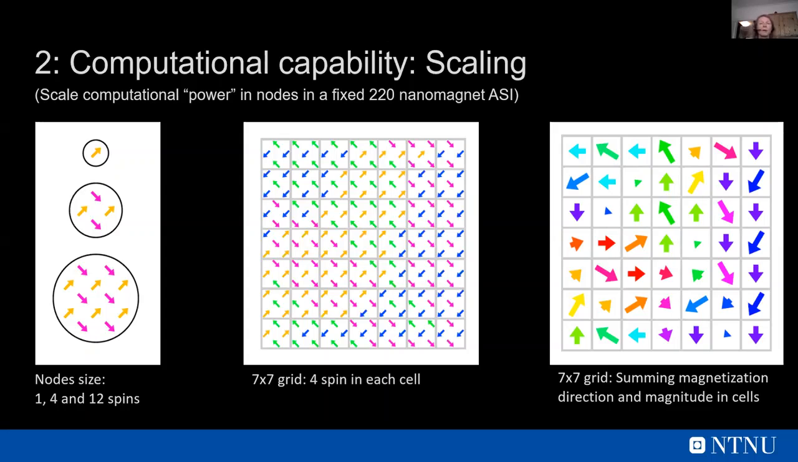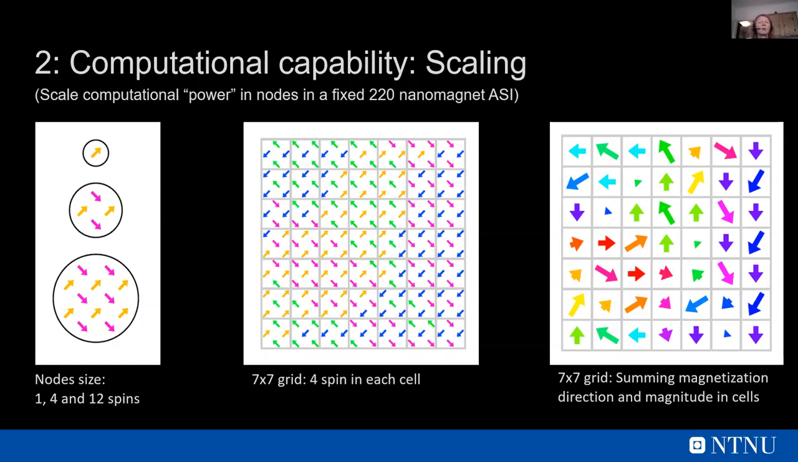So when the node has more magnets, we get fewer nodes in our system. Hope that was understandable. One thing that is extremely important if we want to build physical computers is that we can scale the system without scaling the number of inputs and outputs at the same time. If we want to do more complex computation, we don't want our system to have to scale up the number of inputs and outputs.